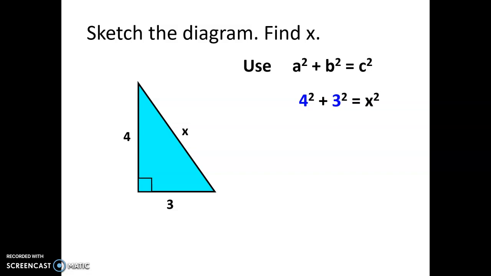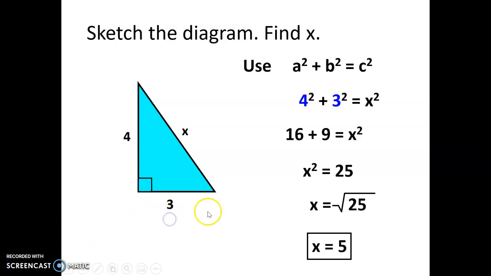Okay, 4 squared plus 3 squared equals x squared, our hypotenuse squared. 16 plus 9 equals x squared. That means x squared equals 25. And wait a minute, we just saw this triangle. We should have known this right away. And we take the square root of both sides. Square root of 25 is 5. We get back to that 3, 4, 5 triangle, one of these triangles called a Pythagorean triple. Okay, that was an easy start.